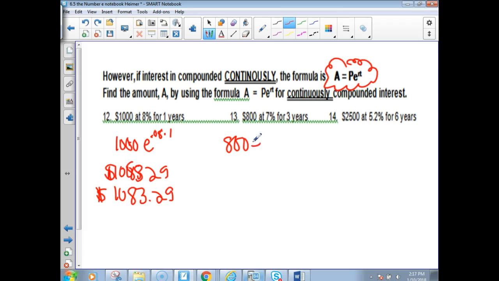Next is 800 times e to the 0.07 times 3, which we'll calculate on the next one. And that should be giving you $986.94. Okay, try the next one, please, and check your answer when you get it.